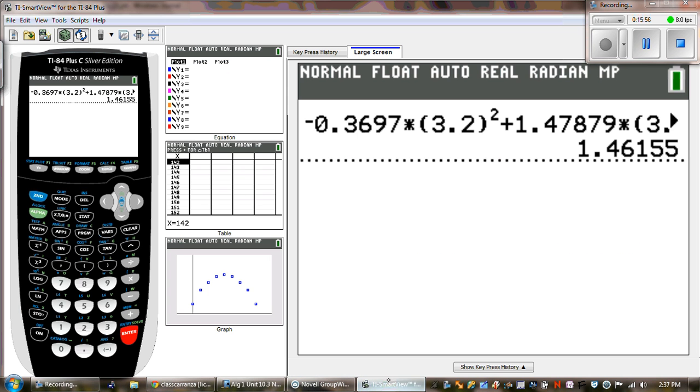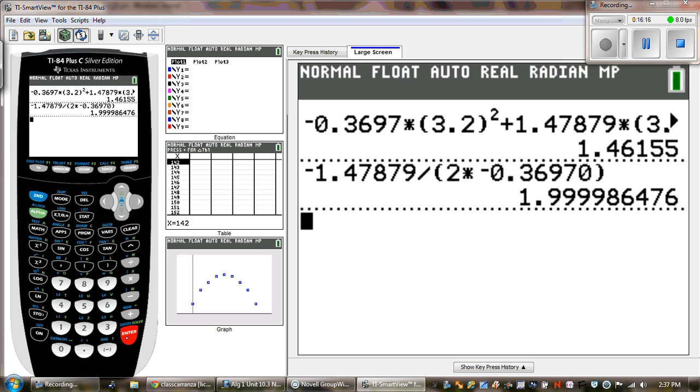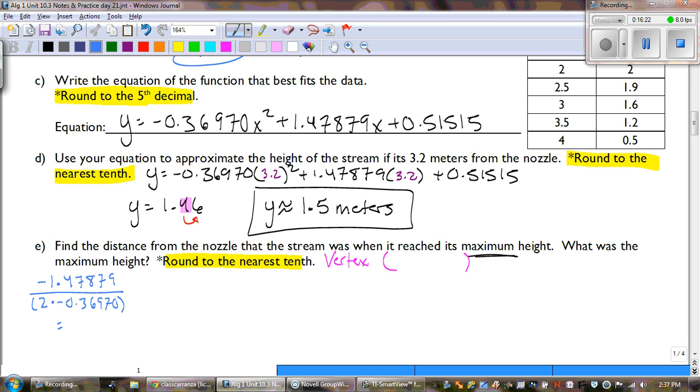Okay, so let's plug that into our calculators right now. Negative 1.47879, and I'm dividing that by 2 times that negative 0.36970. And I got 1.99999, just like that. And when we round that to the nearest tenth, it goes up, which means that changes to a 2. Okay? And then we're going to go ahead and plug that thing in to our equation right here.